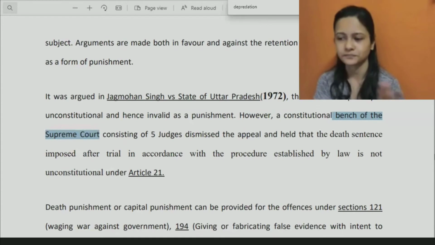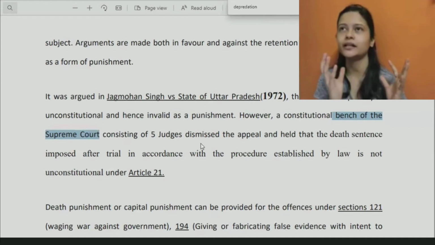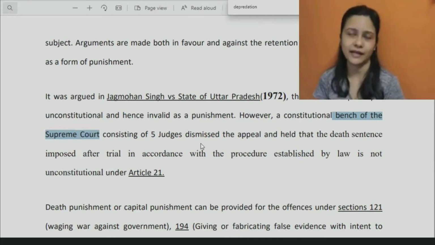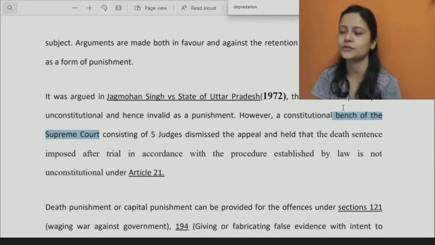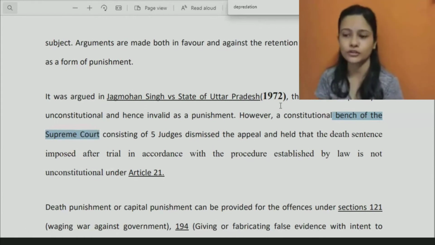So in this certain case, mostly when a question relates to the Constitution and some matter is before the court, it will be referred to a constitutional bench, with 5 or more judges to decide on it. Because in this case also, it had to do with Article 21 of the Constitution, it was referred to a constitutional bench of 5 judges, and they dismissed the appeal.